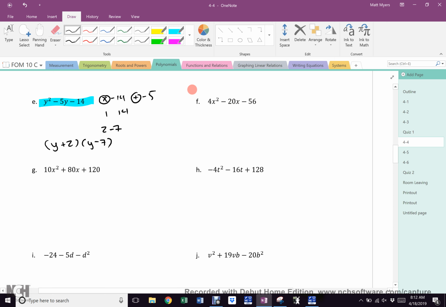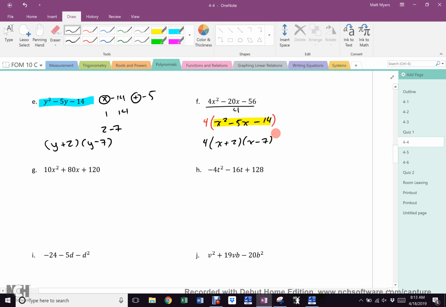But I have told you that the first thing you're supposed to do is try to GCF, right? 4, 20, and 56 all divide by 4, don't they? So I end up with 4 and then x squared minus 5x minus 14, right? Now you will notice, isn't that the exact same as this? Except with an x. So you already know how to factor that. It's right there. So you end up with 4 and then x plus 2 and x minus 7. That's how you do those.